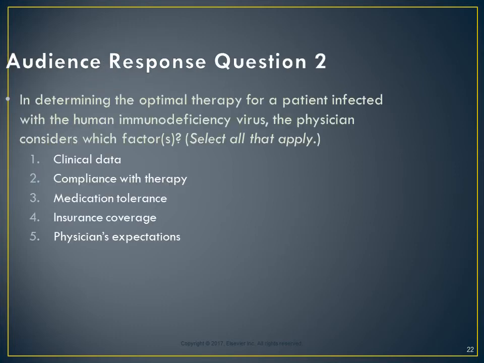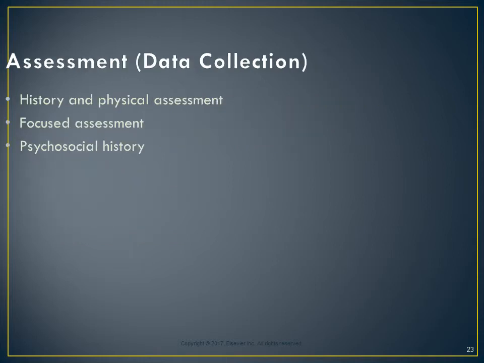Our second audience response question: in determining the optimal therapy for a patient infected with HIV, the physician considers which factors? Select all that apply. Clinical data, compliance with therapy, medication tolerance, insurance coverage, and physician's expectations. The correct answers are 1 and 3.